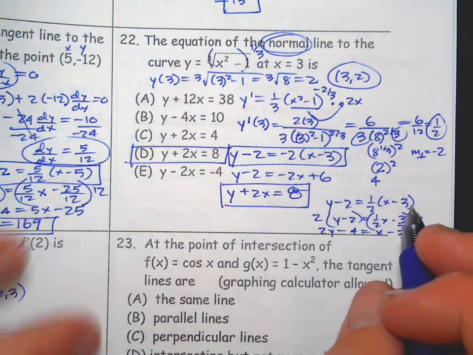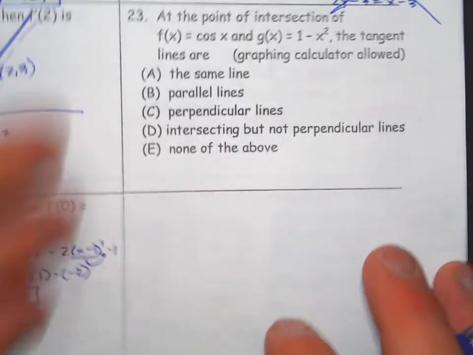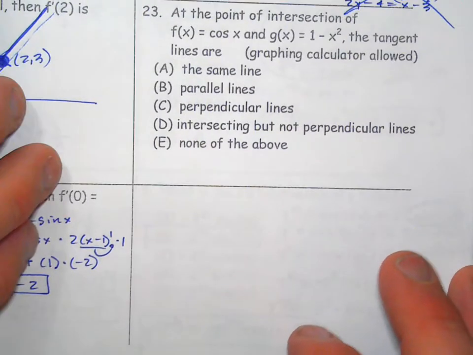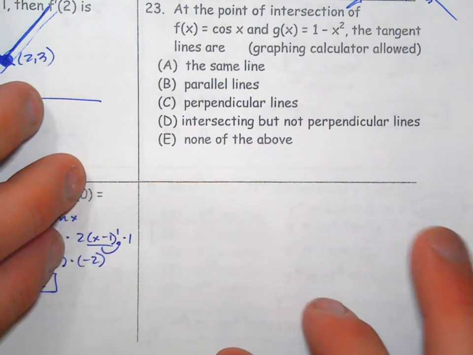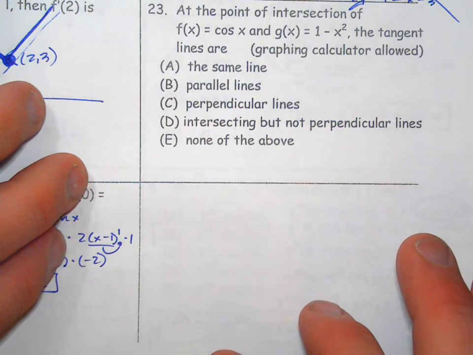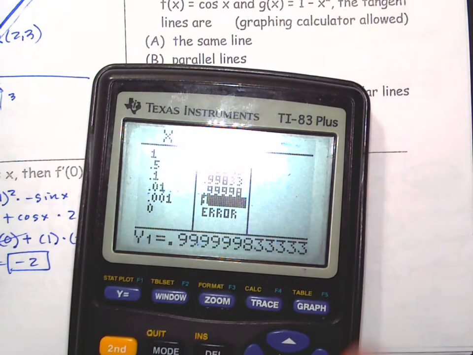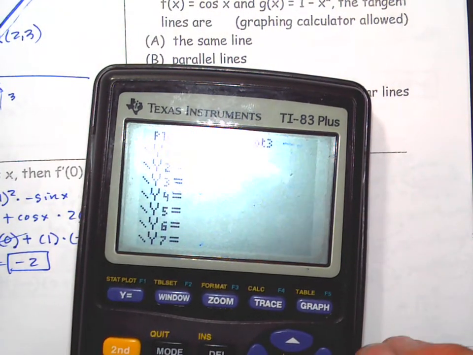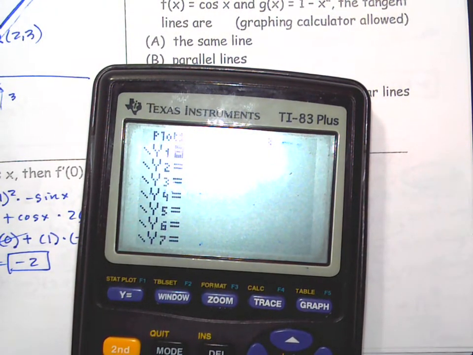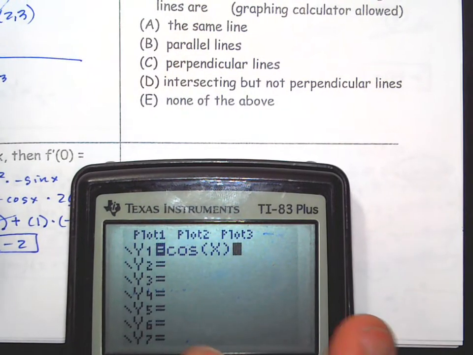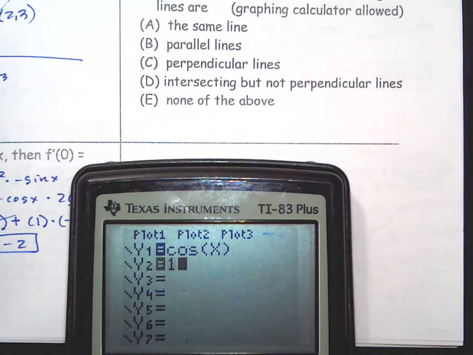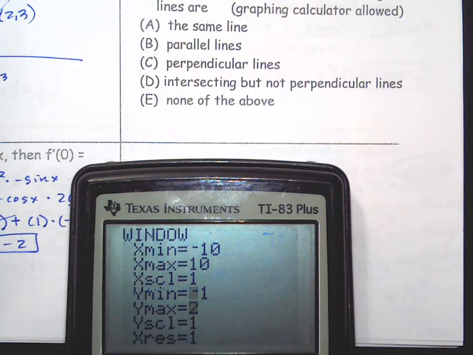Surprising. Okay. All right, last one. At the point of intersection of these two graphs, the tangent lines are, and you're allowed to use a graphing calculator, so why not? Let's graph them. Your calculators can find intersections, right? So cosine x, make sure you're in radian mode. And then 1 minus x squared. And I don't know about the window. We could do -10 to 10, -10 to 10 first, just to see what happens.